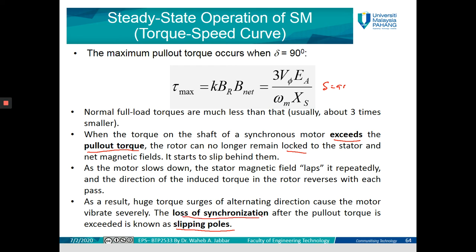Why loss of synchronization? Because we apply torque more than the pull out torque on the shaft of the synchronous motor. If the torque is more than the pull out torque, it will lose the synchronization between the magnetic flux of the rotor and the magnetic flux of the stator. So this is also known as slipping pole.